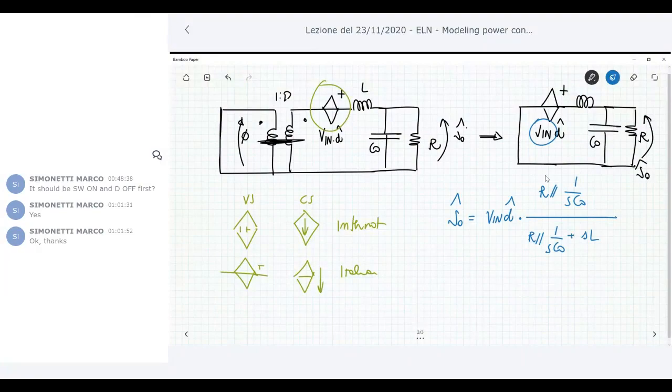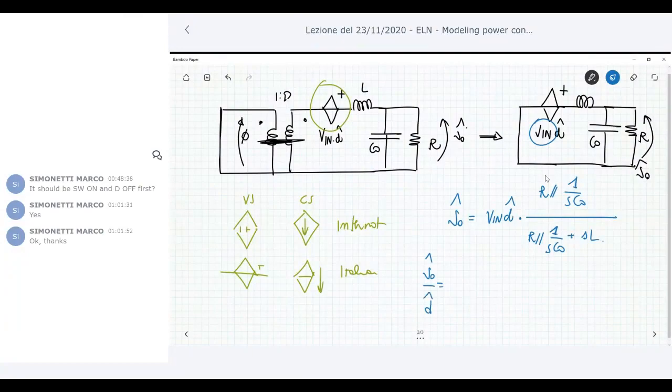This is the final result of my derivation. I first averaged the system, then I perturbed the system, then I linearized it. And when I linearize it, at the end I have a linear time invariant circuit, to which I can apply all the linear techniques to solve circuits: Laplace, superposition, etc. So I use Laplace, and this is correct. It is not correct to apply Laplace in time variant circuits or nonlinear circuits. So we have V0 over D. This is Vin.